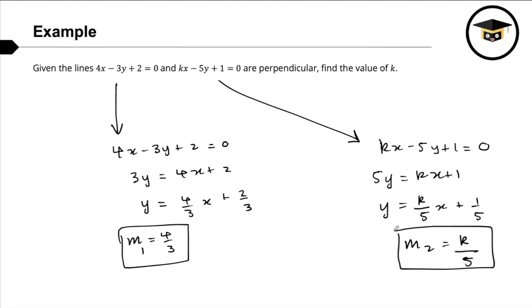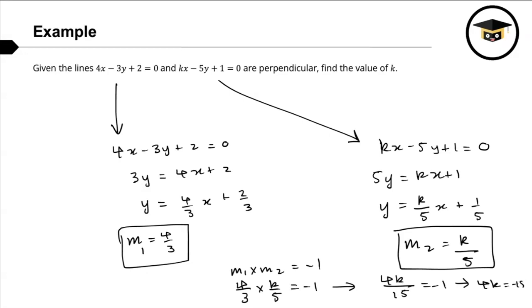Now, we've been told that these two lines are perpendicular, which means m1 times m2 has to equal -1. So using that, we can say that we have 4 on 3 times k on 5 is equal to -1, which means 4k on 15 is equal to -1, which means 4k is equal to -15. And I'm running out of space, so I'll just move over here. But if 4k is equal to -15, well, that means k would have to equal -15 over 4. So hopefully that makes sense.